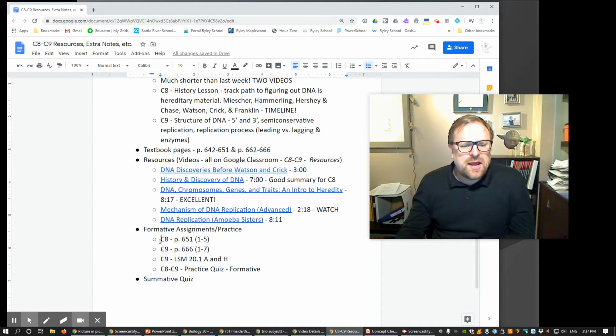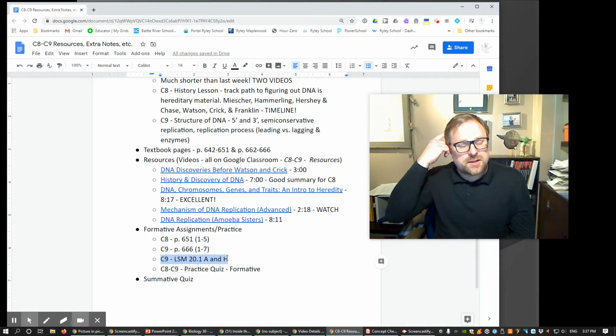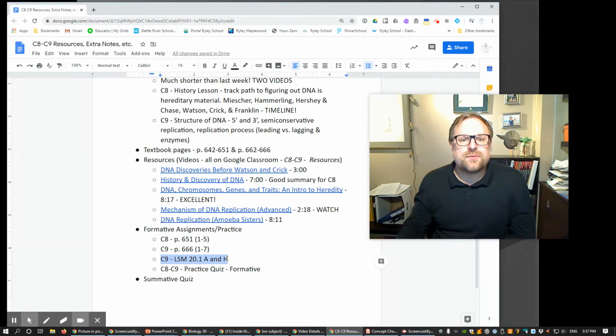For Concept C8, your only formative work is going to be doing some questions out of the textbook and maybe taking the time to study that timeline and making sure you understand who these people are and what they did. For C9, you'll have some questions out of the textbook and then some LSMs. These are just workbooks or worksheets that came from the textbook folks, and I'll post those in the Google Classroom under worksheets for this unit.